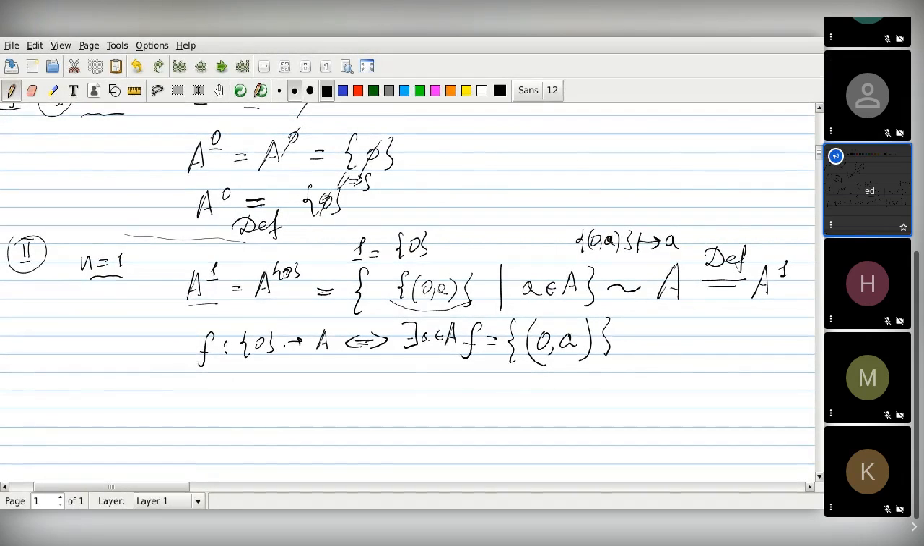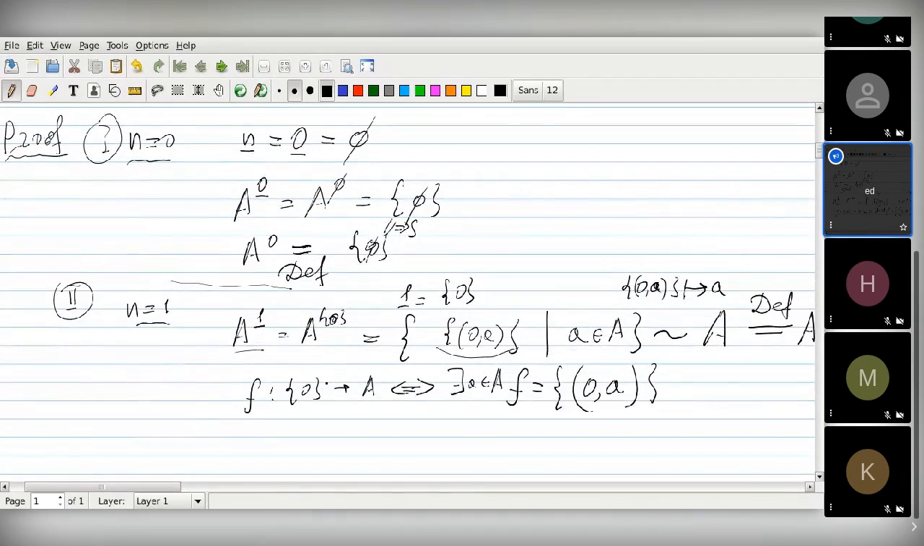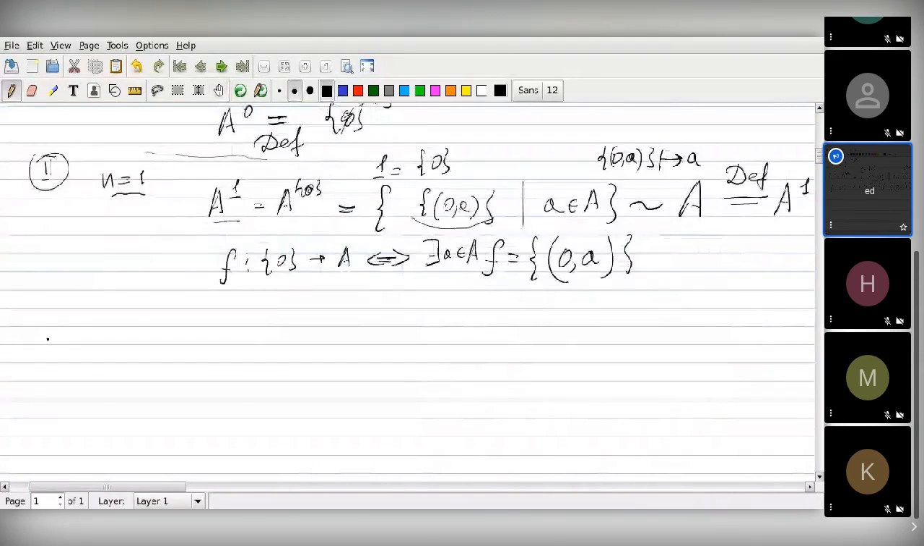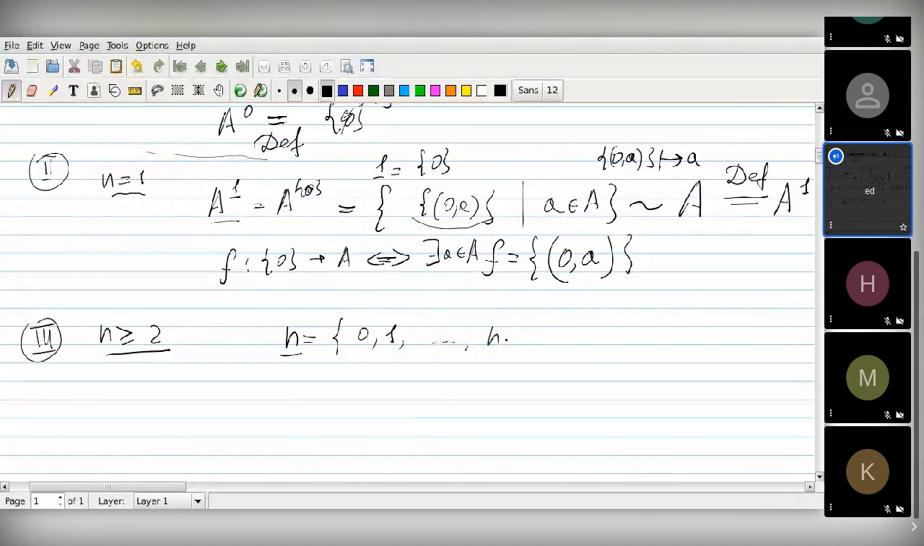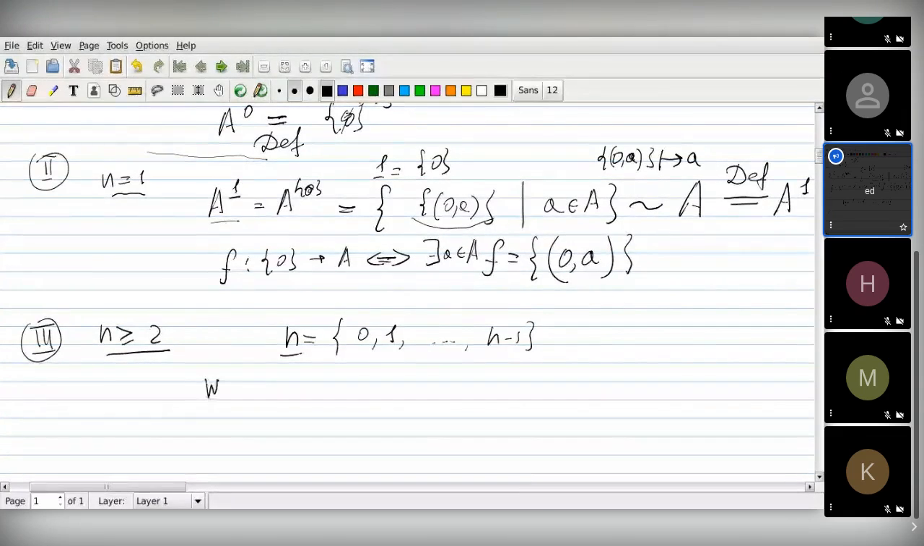So, the only remaining case is when our n is at least 2. So what if n is at least 2? Okay. So our n underlined is the set of all numbers, that is 0, 1, up to n minus 1. Do you agree? Yes.